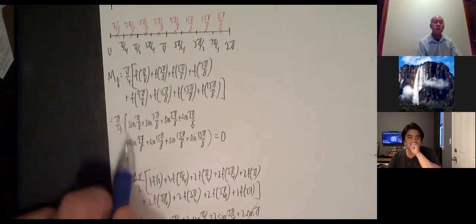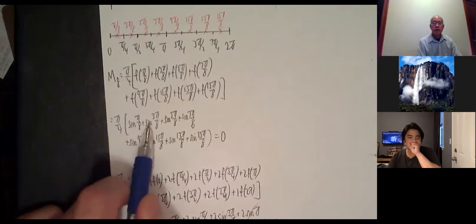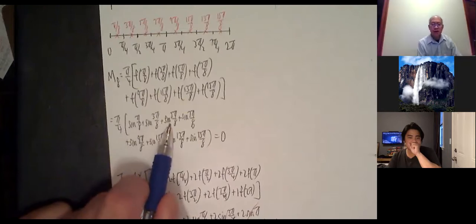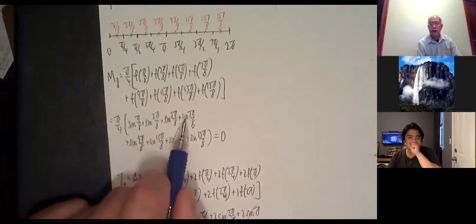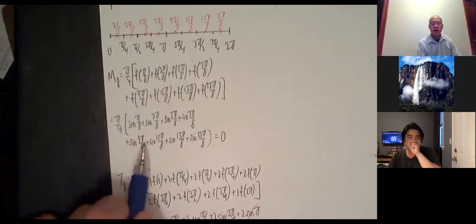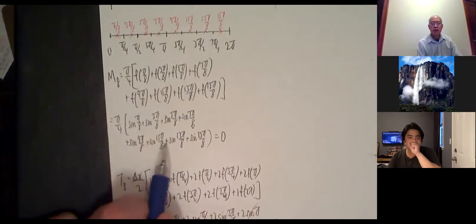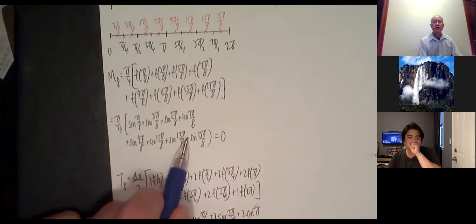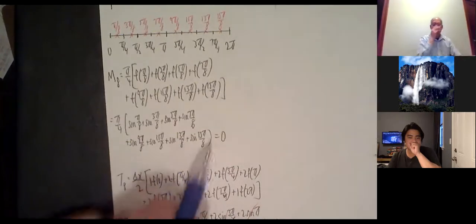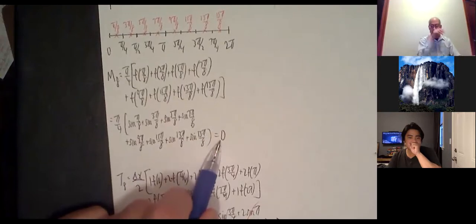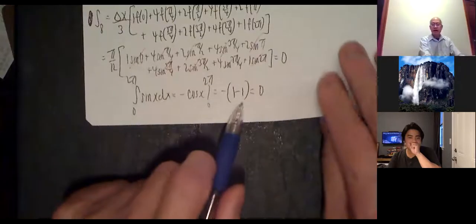So pi over 4 times sine of pi over 8, plus sine of 3 pi over 8, plus sine of 5 pi over 8, plus sine of 7 pi over 8, plus sine of 9 pi over 8, plus sine of 11 pi over 8, plus sine of 13 pi over 8, plus sine of 15 pi over 8. Punch it in the calculator. Believe it or not, it comes out to be 0. So the midpoint rule this time gave us the exact value, 0. Pretty good.